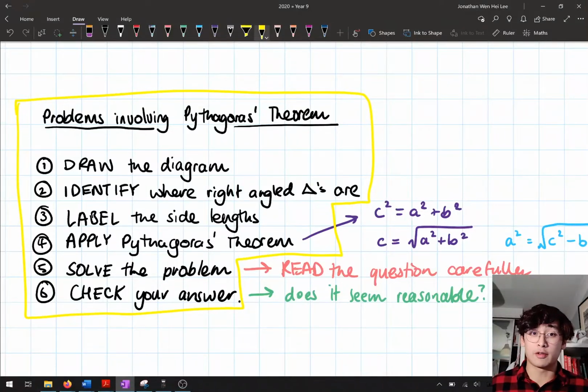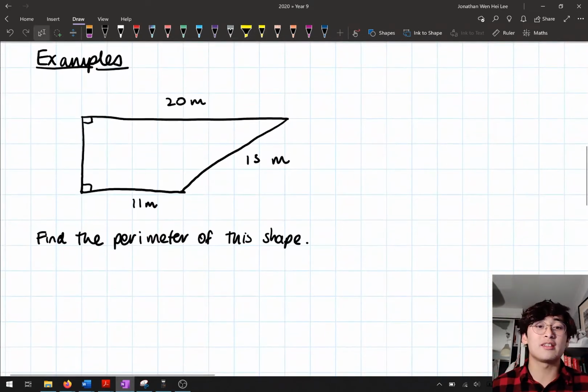What I'm going to do is go through a few questions with you guys to show you how we use this method. So let's have a go at this first question here. This first example is the exact same example that we had at the start of the lesson that I showed you, but here we've got a question that involves it as well.